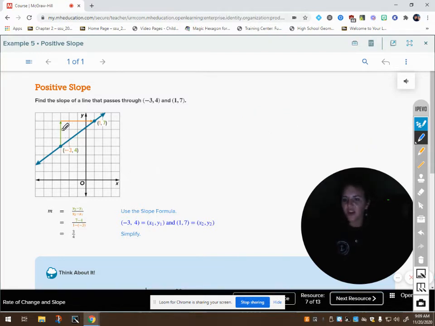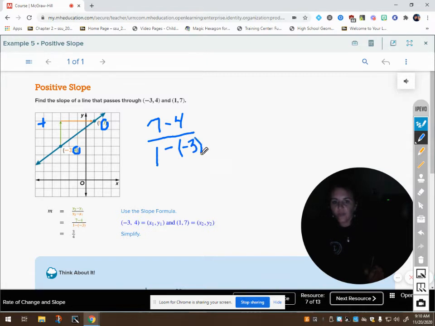So the way that we can find it algebraically, if I'm thinking of my little skier, this is puff, puff, positive, puff, puff, positive. So this has a positive slope, but we can check that algebraically by looking at the change in the y values. So I'm going to do 7 take away 4, over top of the change in the x values. Since I put 7 first, I'm going to put y first, x minus a negative 3.